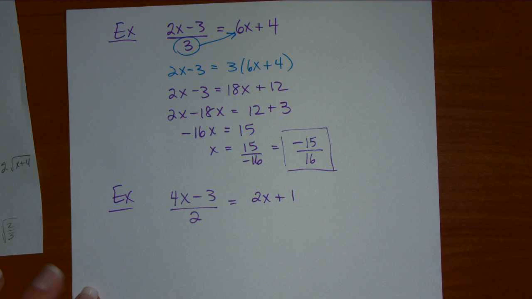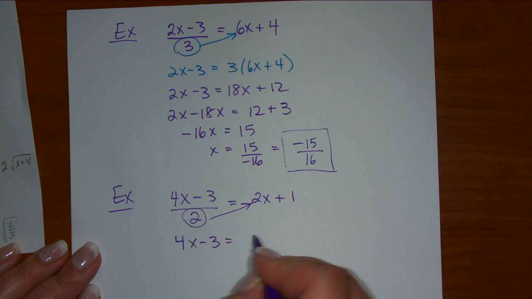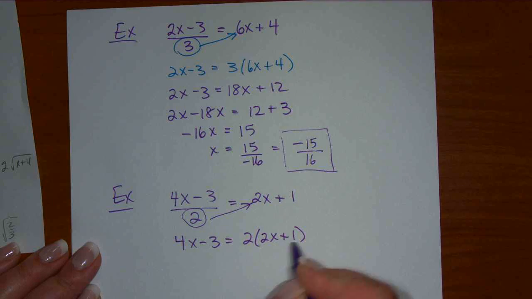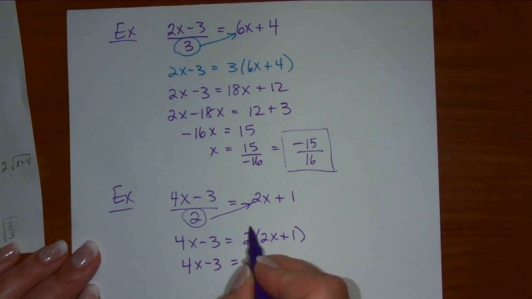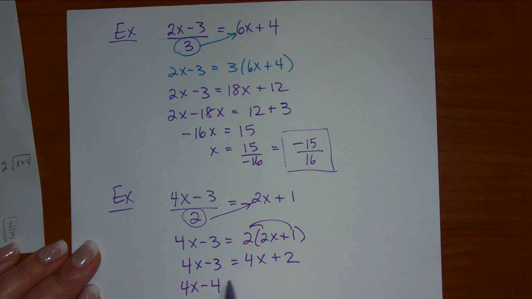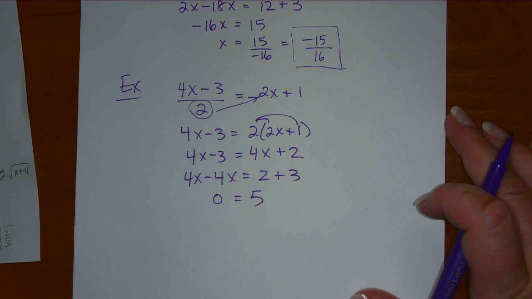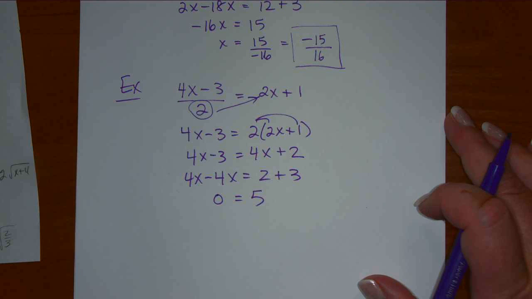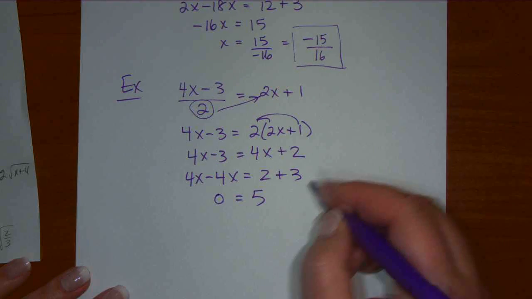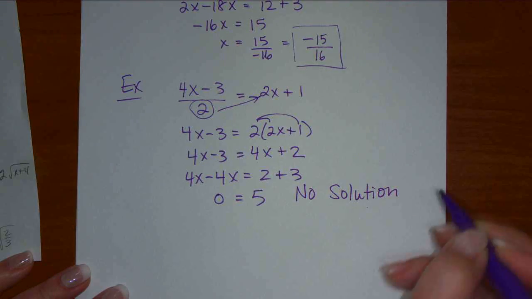So cross multiply. So 4x minus 3 equals 4x plus 2. So if we bring that 4x over, 4x minus 4x is 0. No solution.